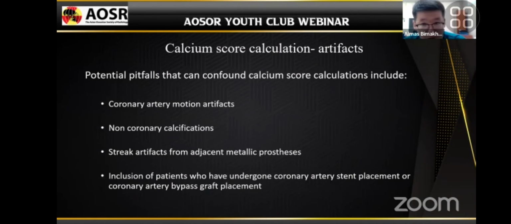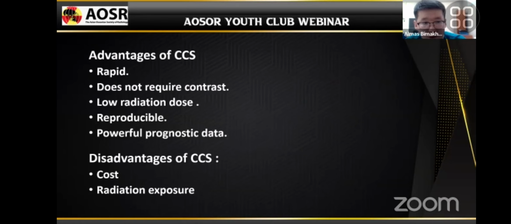So calcium score calcification and artifacts. Potential pitfalls that can confound calcium score calcifications include coronary artery motion artifacts, non-coronary calcification, streak artifacts from adjacent metallic prostheses, and inclusion of patients who have undergone coronary artery stent placement or coronary artery bypass graft placement. So the advantages of coronary calcium scoring is it is rapid, does not require contrast, low radiation dose, reproducible, powerful prognostic data. Disadvantages are cost and radiation exposure.